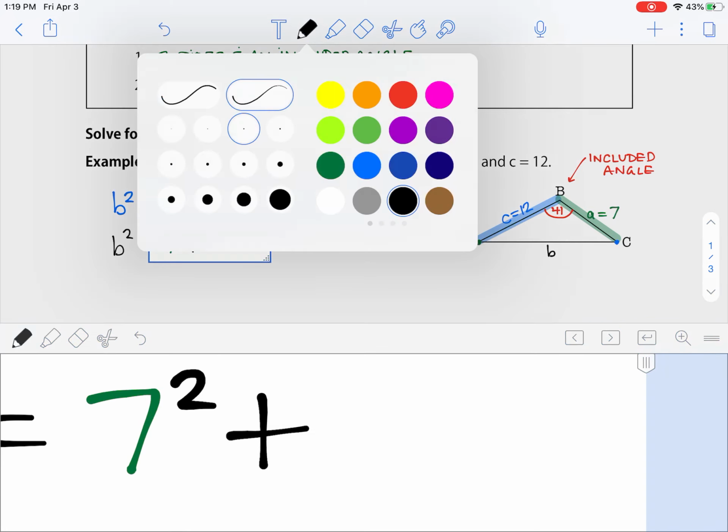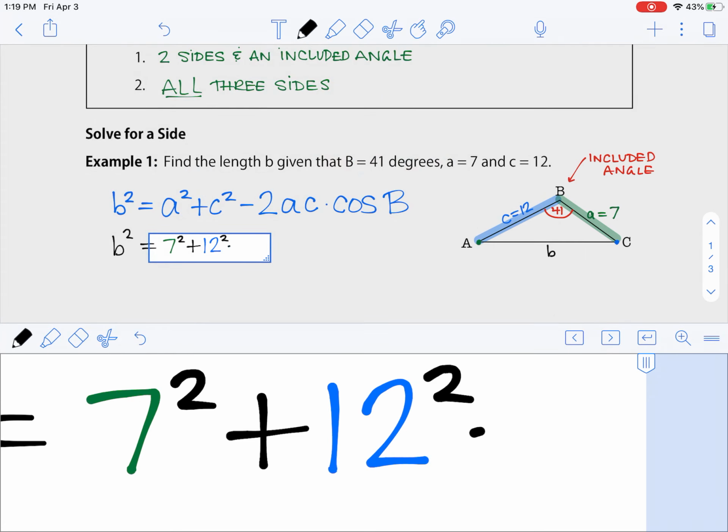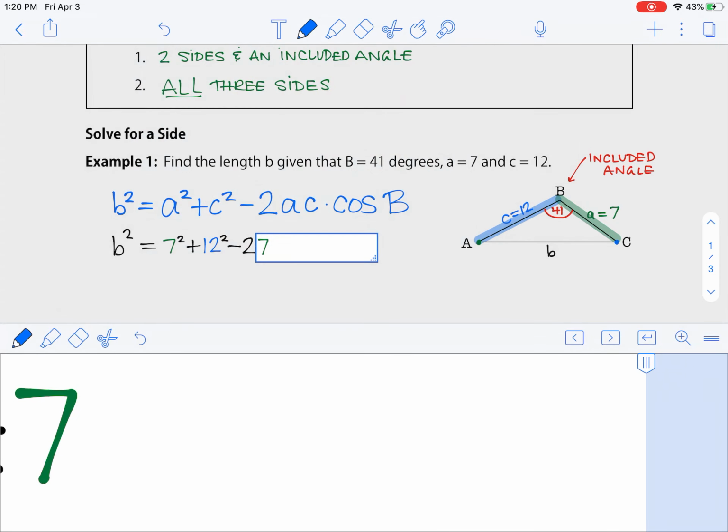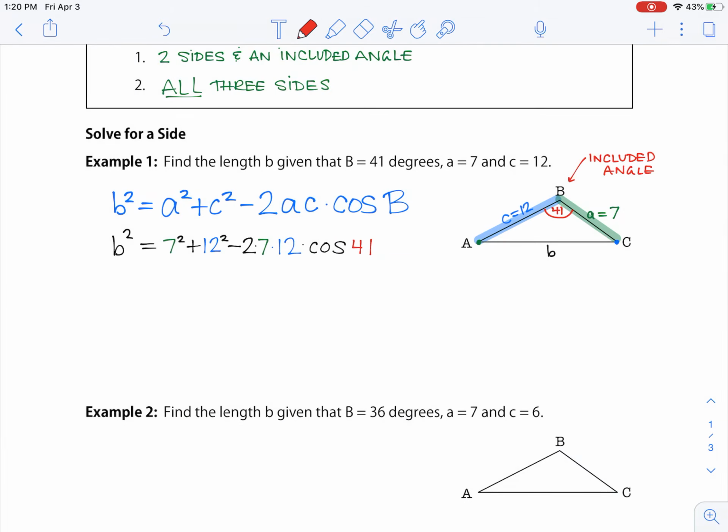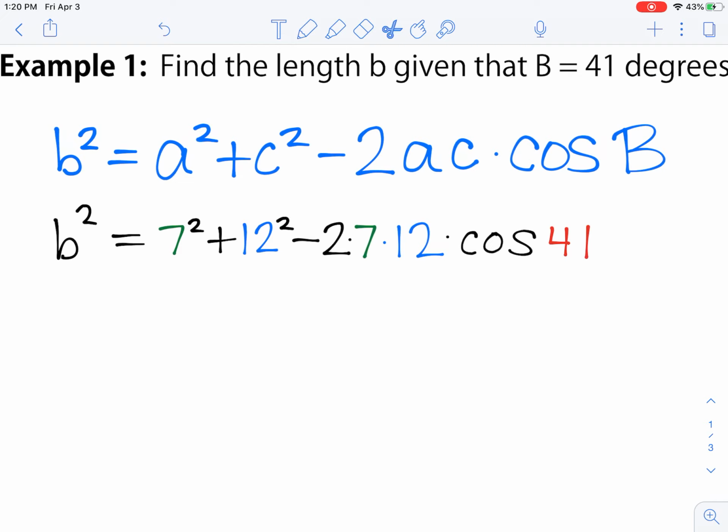We're also going to square that one. Plus C, which we know is 12. Minus 2 times, so we're going to use A again, which is 7. We're going to use C again, which is 12. Times the cosine of angle B, which we know is 41. As a heads up, you'll know you've picked the right version of the law of cosines if after you've substituted, all you have left is this variable over here to solve for.